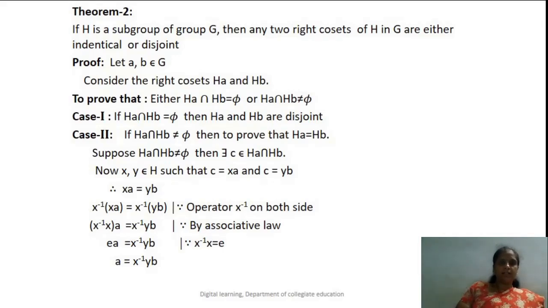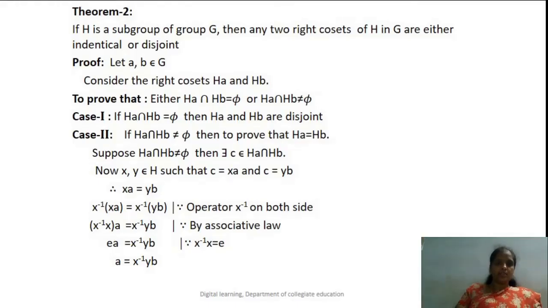Case 1: either HA intersection HB is equal to phi. Remember that we are considering the right cosets HA and HB, and we have to prove they are identical or disjoint. So we consider HA intersection HB equal to phi or not equal to phi. Taking the first condition, if HA intersection HB is equal to phi, these two are disjoint only, so it is proved by default.